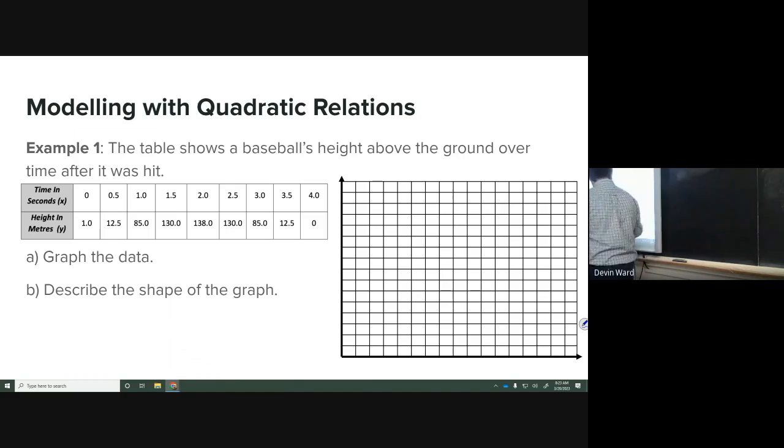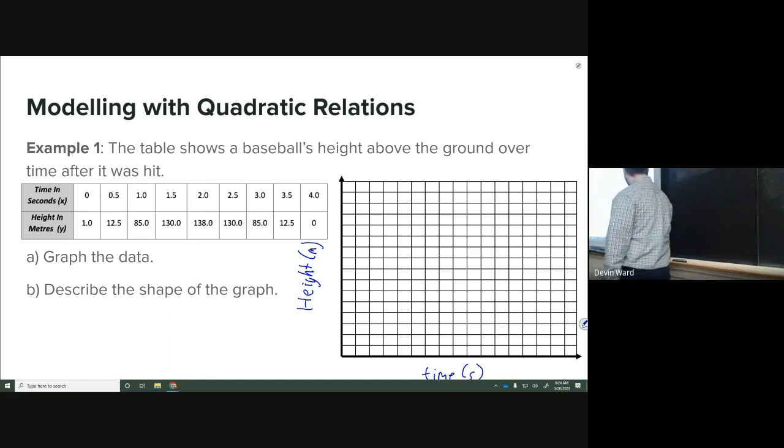So our time is going to be along the x-axis, and then our height will be along the y, okay? So over here we'll have height, and that is in meters. So put a little m there. And then time will be down here, and that's going to be in seconds. Okay, and then we're going up by half seconds.